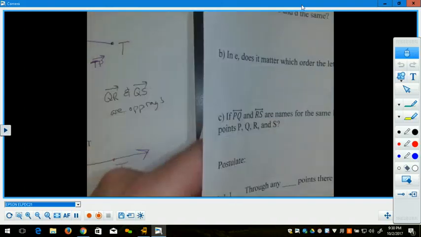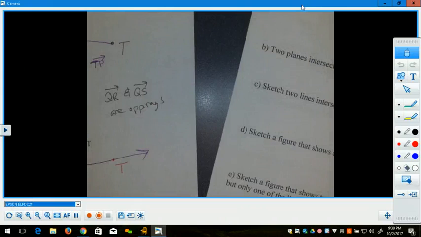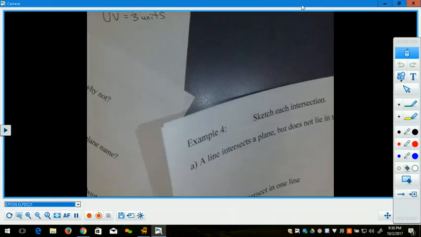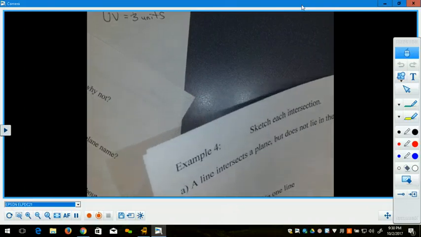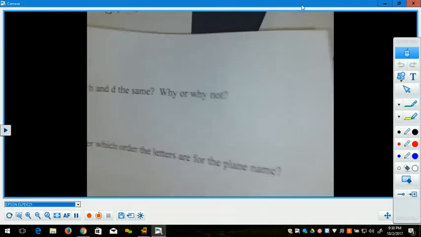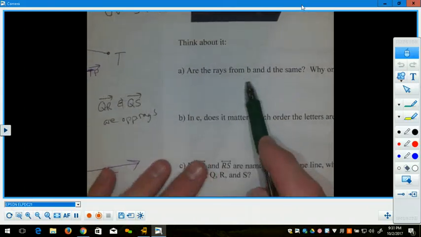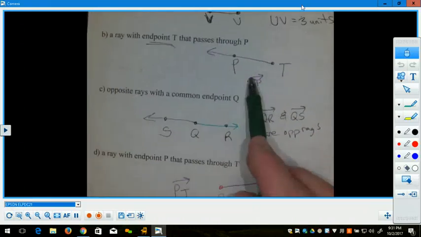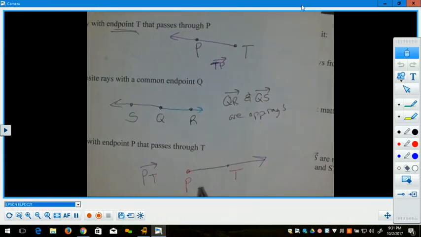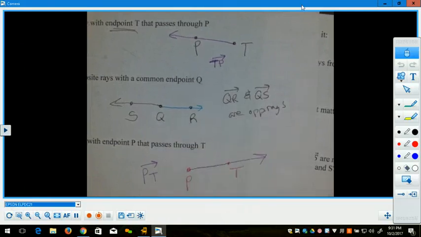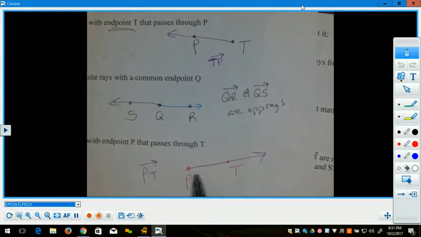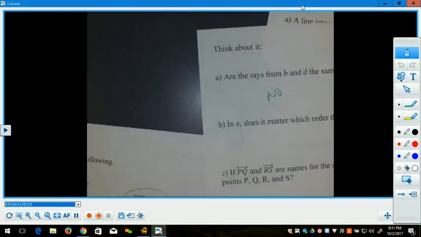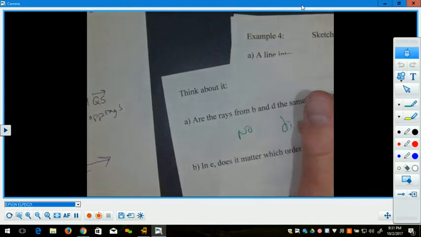All right, so we're going to talk a little bit about postulates and intersections. I'm going to have you try a couple things when we get back to class. But here we go. Think about it. Are the rays from B and D the same? Here's B, here's D. They are not, even though I put them like this. Wow, and I didn't even plan that. One of them starts at P and passes through T, the other one starts at T. So the answer is no, they have different starting points.